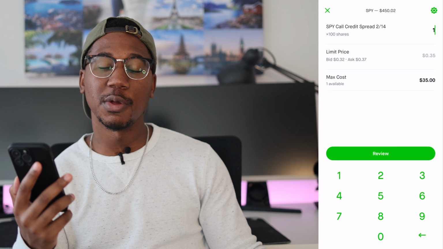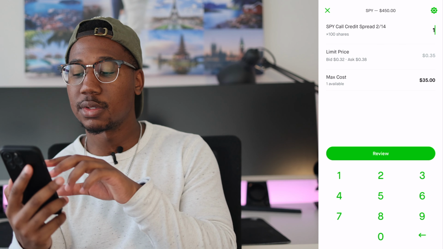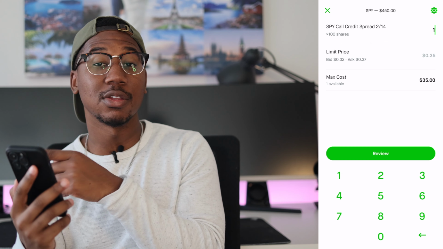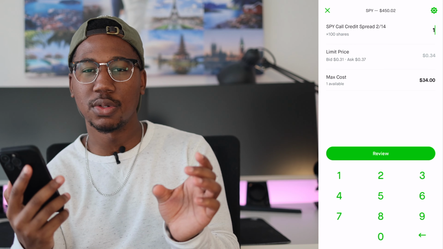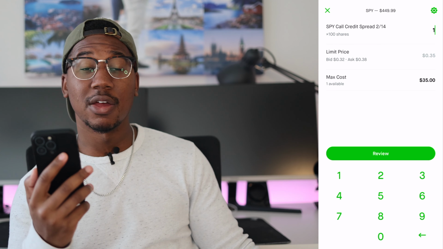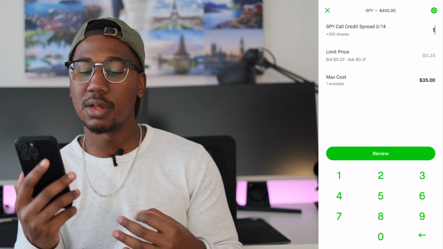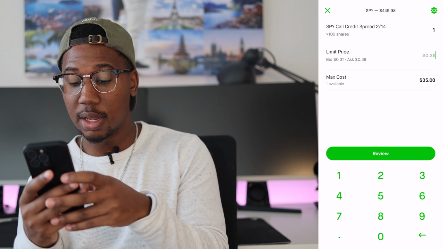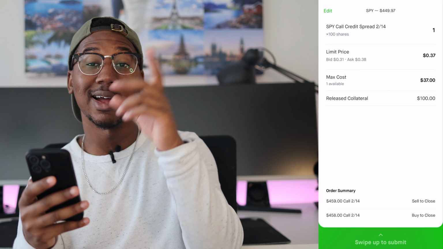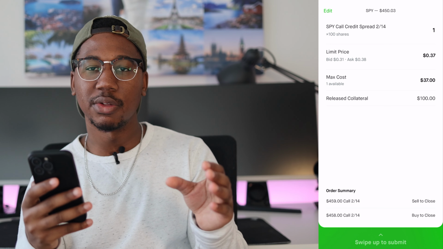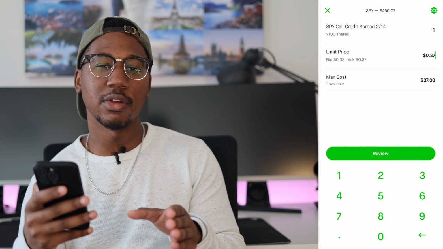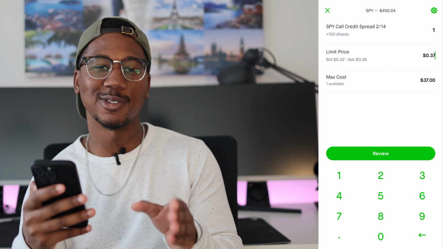And one thing a lot of people struggle with is getting filled. You'll see the number on the right is moving around, and this is the mid price. It's usually going to be right in between the bid and the ask, which is on the left. If you want your order filled instantly, you can change this number right here to the ask price. If I hit review and then swiped up, this will get filled instantly, but I don't want to do that because I would lose money. So if your orders aren't getting filled, try moving closer to the ask price.